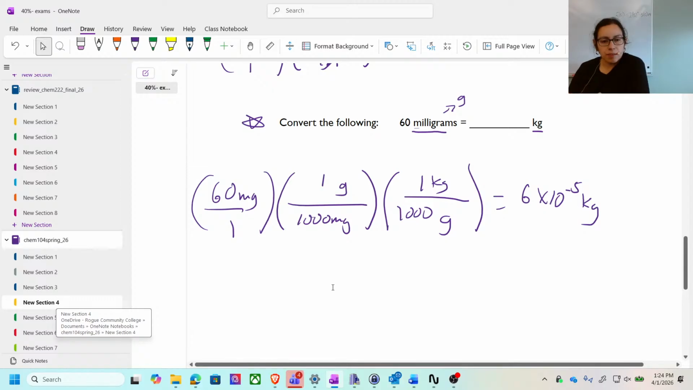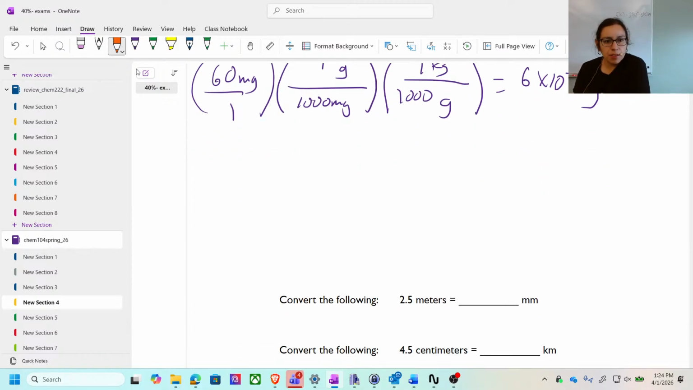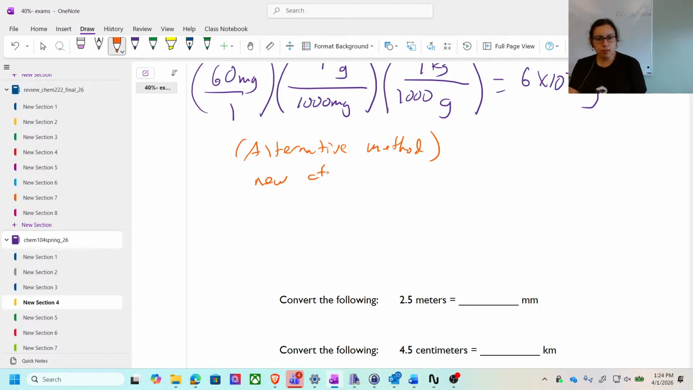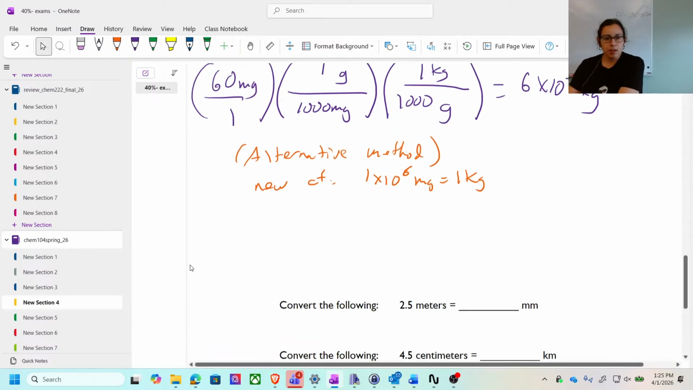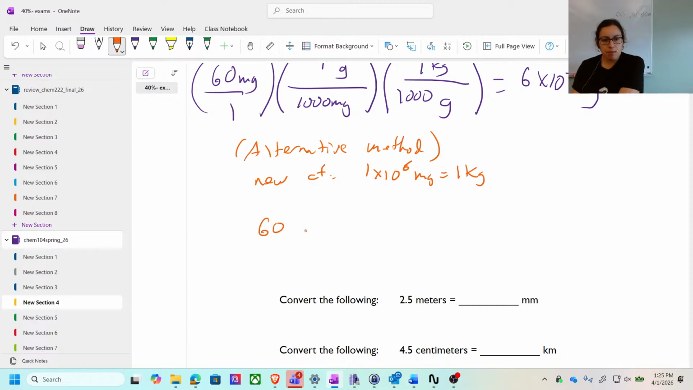So basically, I'll put alt method. We get our new conversion factor. There should be many tiny units in the big unit. So that's 1 times 10 to the 6 milligrams is equal to 1 kilogram. And now we can just do a direct conversion. And of course, you'll see we get the same answer.